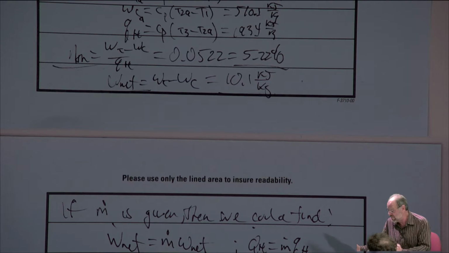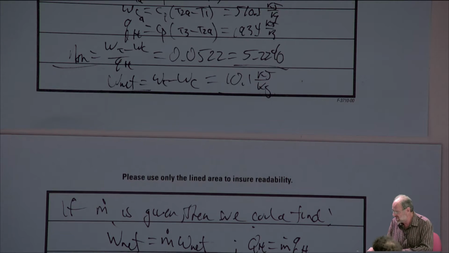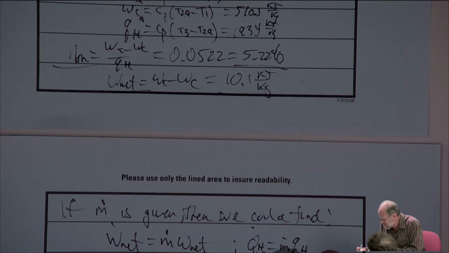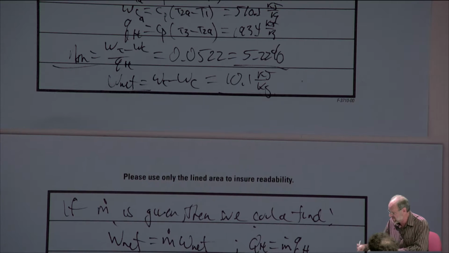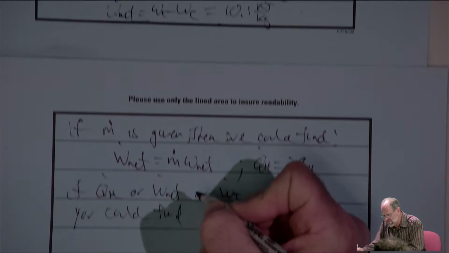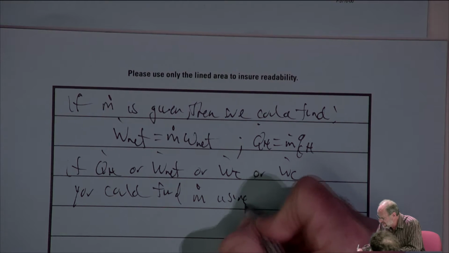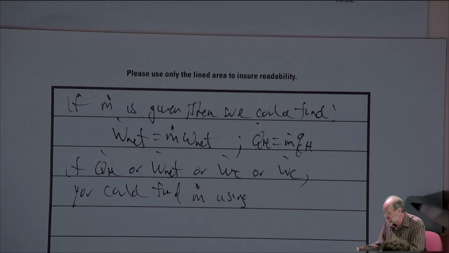Some problems will be a little bit different than this. What if I gave you the rate of heat input or the power? Then you can use these same two equations above, but work backwards to find the mass flow rate, right? So if Q dot H or W dot net, or for that matter, W dot T or W dot C, if any of those are given, then you could find the mass flow rate using the equations similar to above.